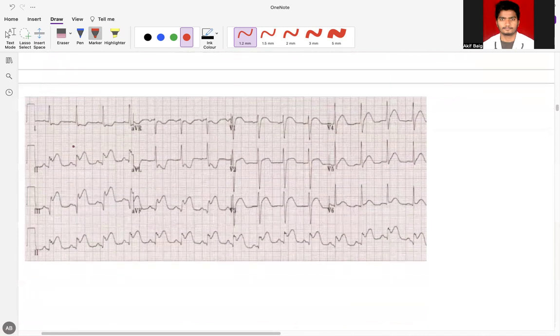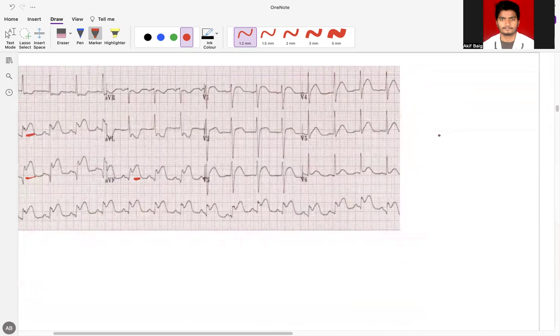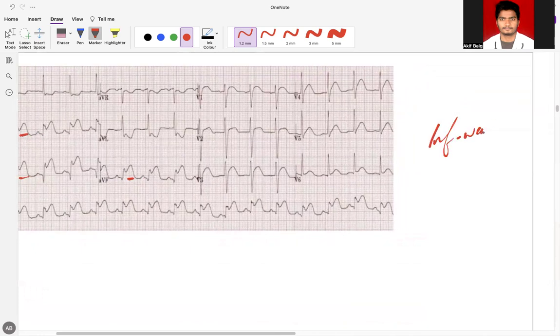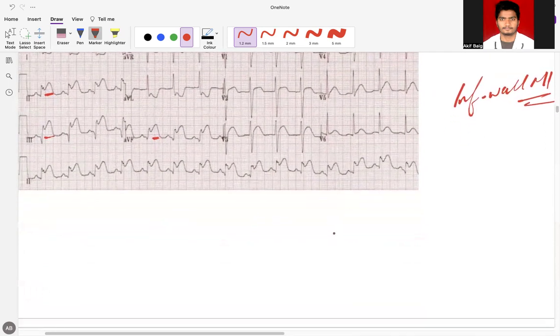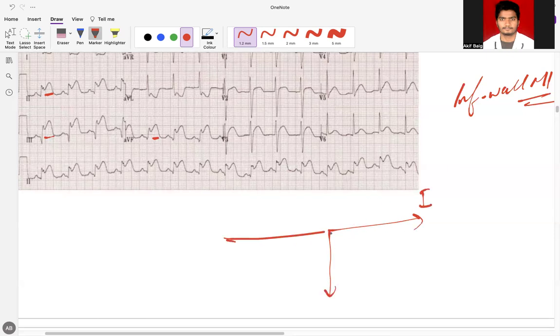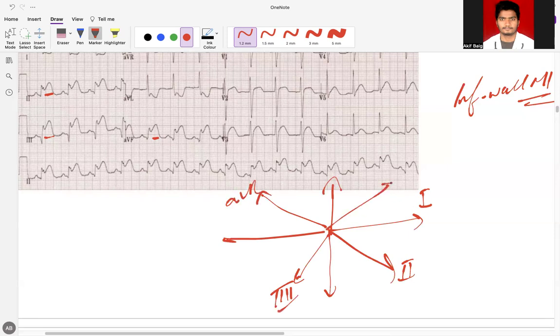Similarly, another patient coming with chest pain, you can see there is elevation in lead 2, lead 3, and lead AVF. So leads 2, 3, AVF come under what is called inferior wall MI. Based on the ECG, we can also say which vessel is involved, because of Einthoven's triangle, if you remember it. Here this is lead 1, this is lead 2, this is lead 3, and here comes lead AVR. You can take AVL and AVF.